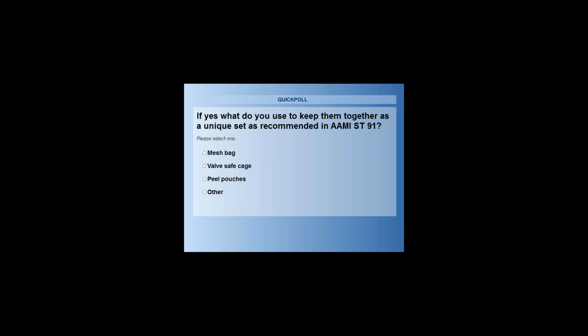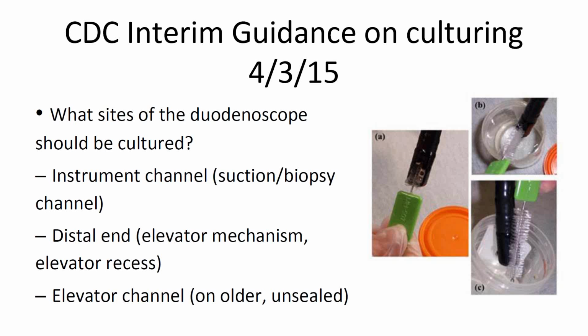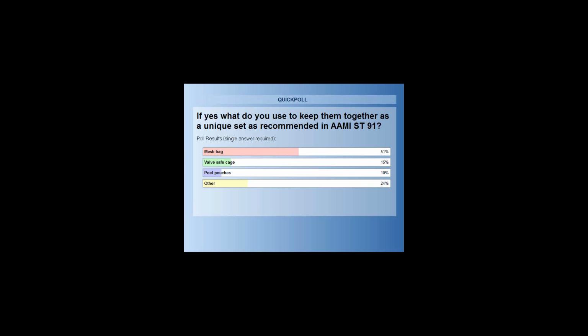Let's see if that poll comes up. Oh, I'm sorry. Let's take a step back there. So if you are keeping your valves together as a unique set with the endoscope, can you please tell us how you're doing that? Are you using a mesh bag, a valve-safe cage type device, a peel pouch, or some other device? Okay, so by far, facilities are using a mesh bag or other.